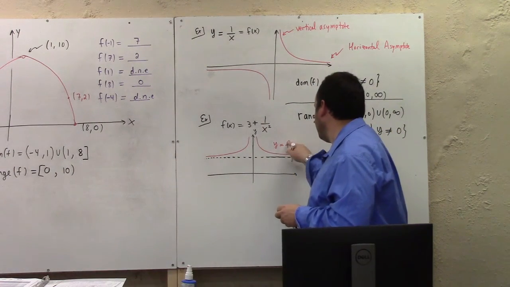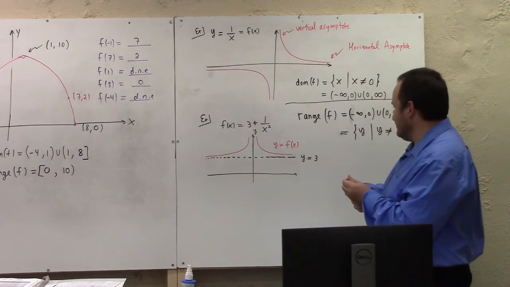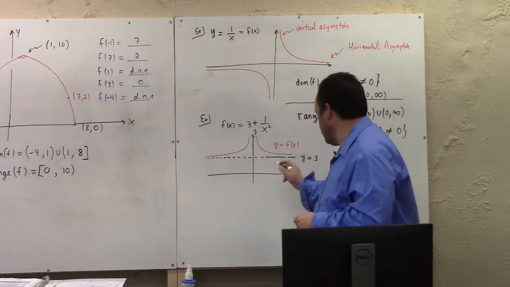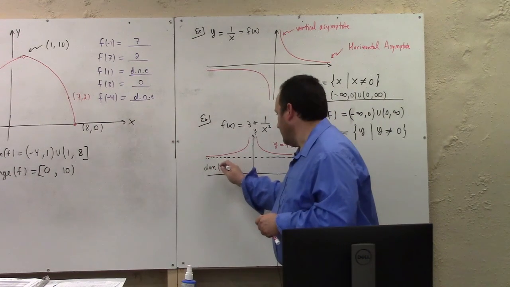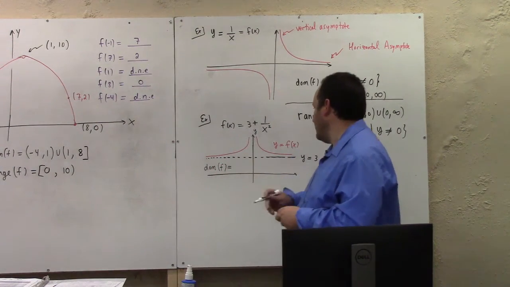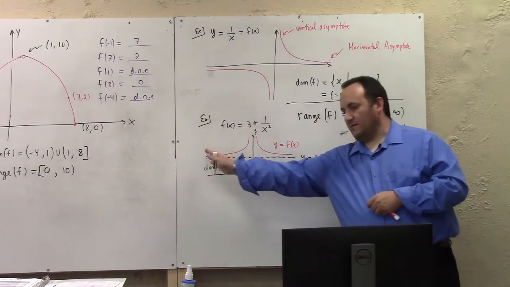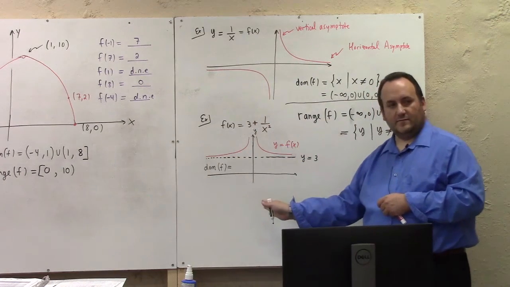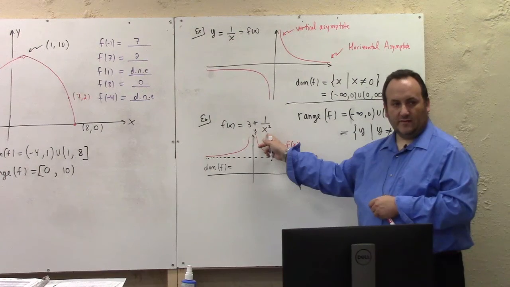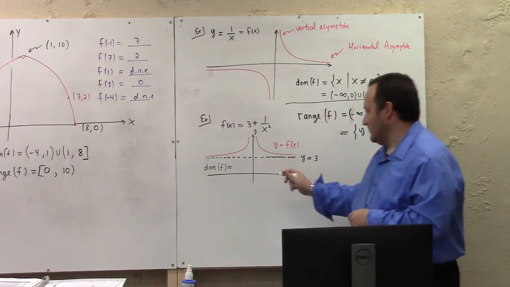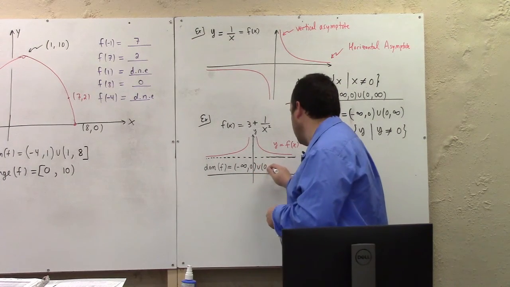What's the domain of this one? It's the same domain as the last problem, right? x can be whatever it wants, except for 0. 0 is not allowed, because when you think about that formula, we can't have division by 0 again, right? So it's just minus infinity to 0, unioned with 0 to infinity.